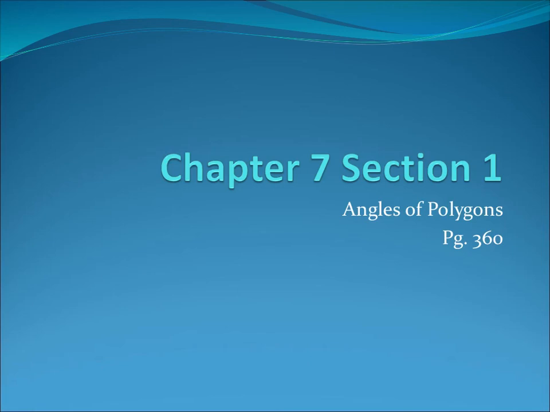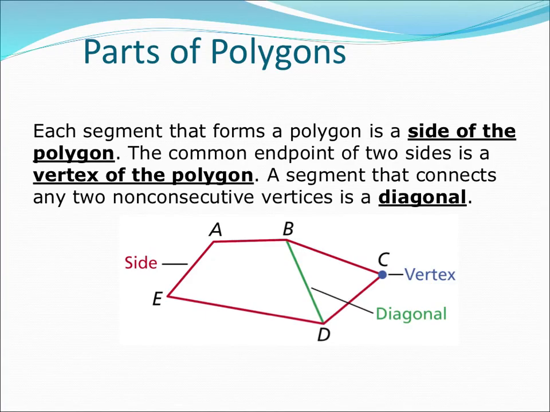Okay, so today we're going to start chapter 7 and we're going to cover section 1 today. And we're going to learn about angles of polygons. So first of all, we need to review what the parts of a polygon are.